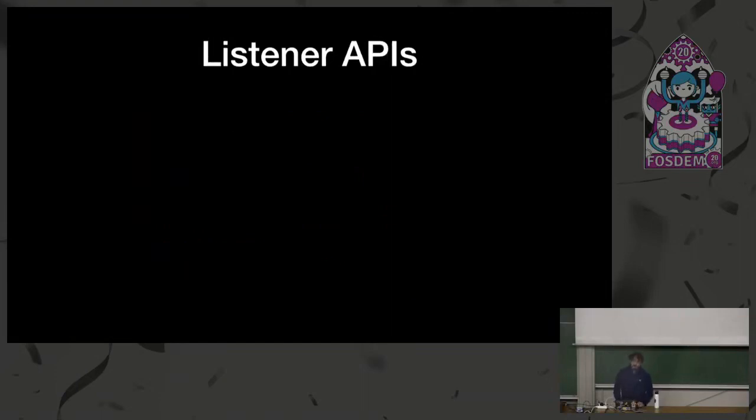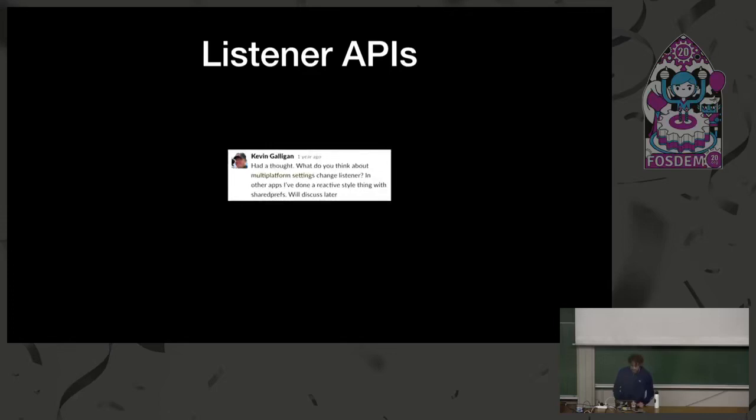One of the first feature requests that I got after I put the library out was this question about what if you added change listeners? The initial APIs were all just getters and setters, but both the Android and iOS APIs also provide a way to listen for updates.